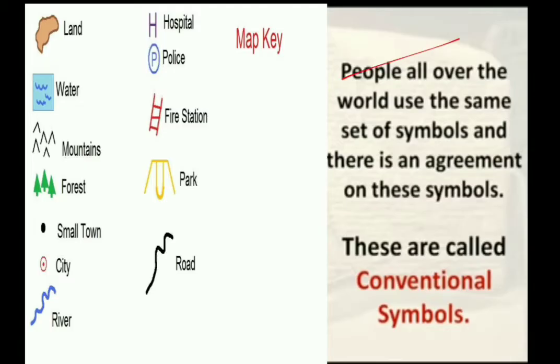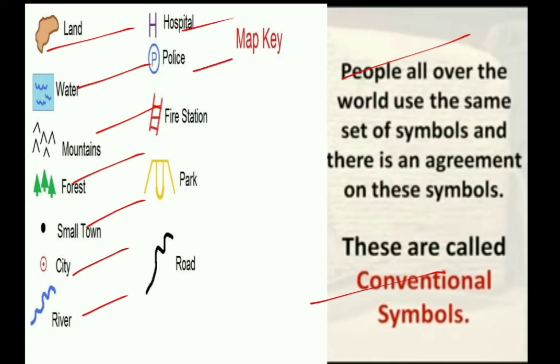People all over the world use the same set of symbols, and there is an agreement on these symbols. So these are called the conventional symbols. Just observe land, water, mountains, forest, small town, city, river, hospital, police station, fire station, park and road. So these are some of the map keys. We call those the symbols also.